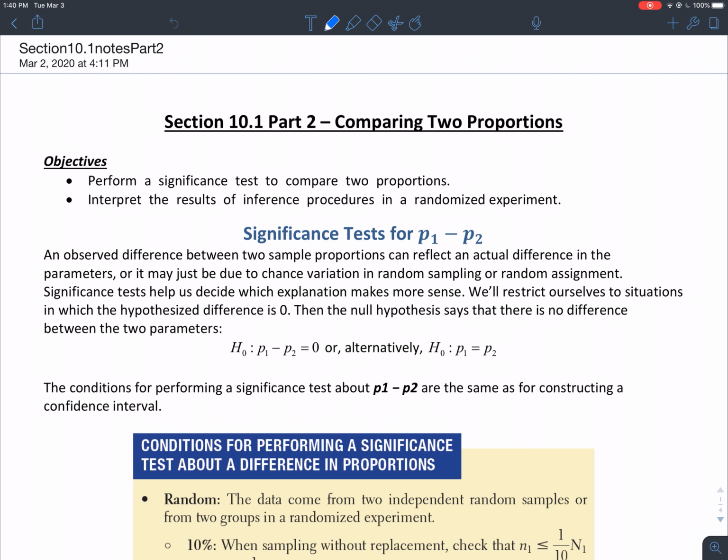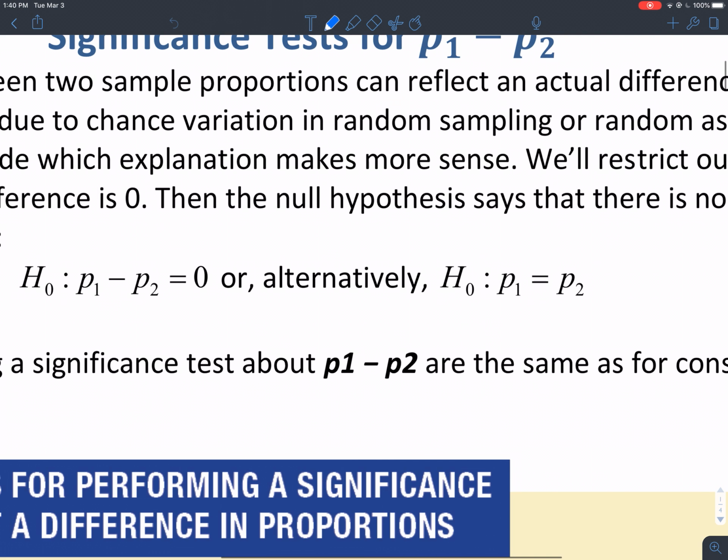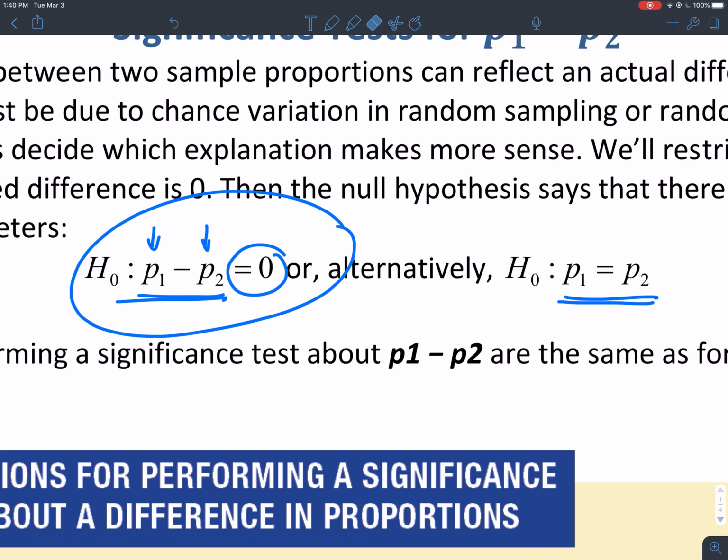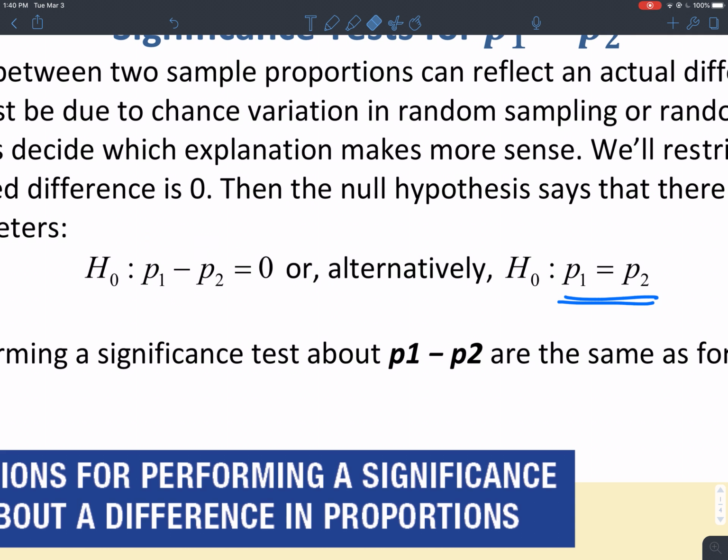Okay, and this is what it would look like if the proportions are the same. But we actually more commonly write it like this. If I subtract population proportion 2 from population proportion 1, I would get 0, which means they're the same. We usually use this form in AP statistics, but you should understand both of them.